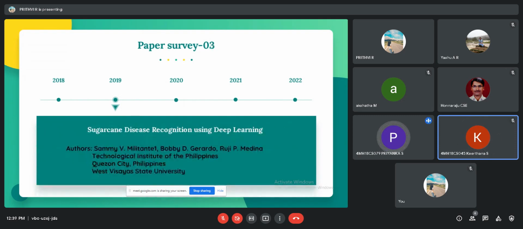Thank you, Kirtana. The third paper is Sugarcane Disease Recognition Using Deep Learning. The authors are Sammy V.